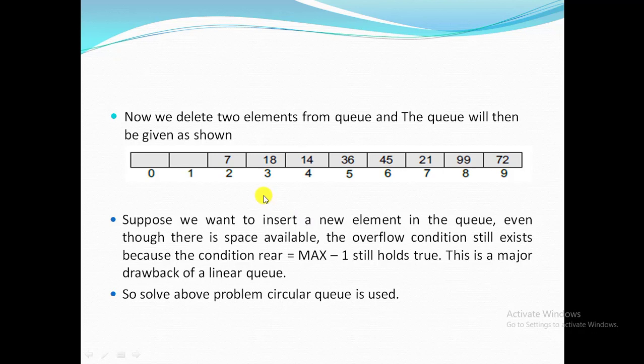Then suppose we delete the first two elements, then front will point to the element 7 and rear will point to the element 72. So whenever we want to insert an element in this particular queue, we cannot perform the insert operation because rear is pointing at the end of the queue. Still we have two cells which are vacant, but we cannot insert in this simple queue. So that is the drawback of the linear queue. This problem can be solved in the circular queue.